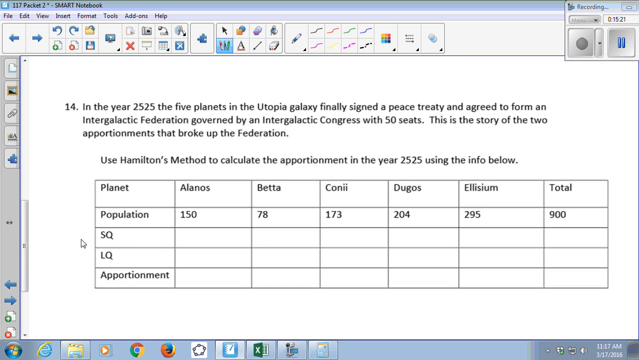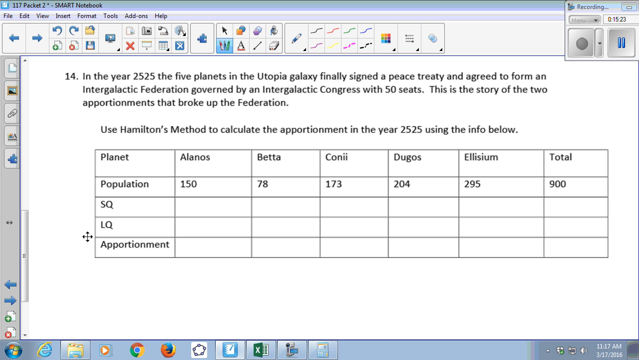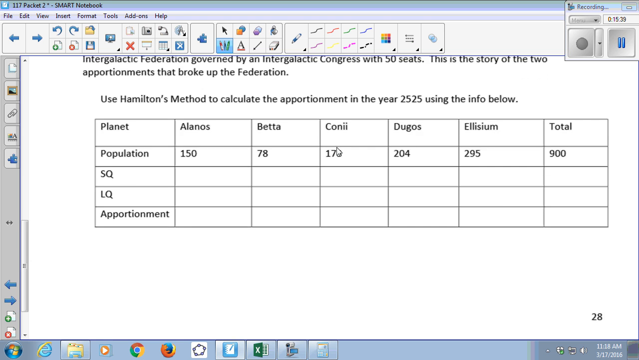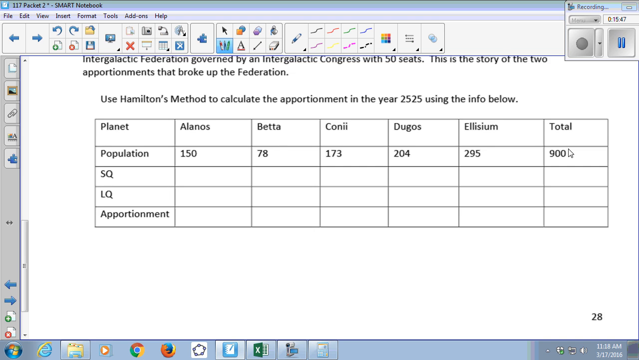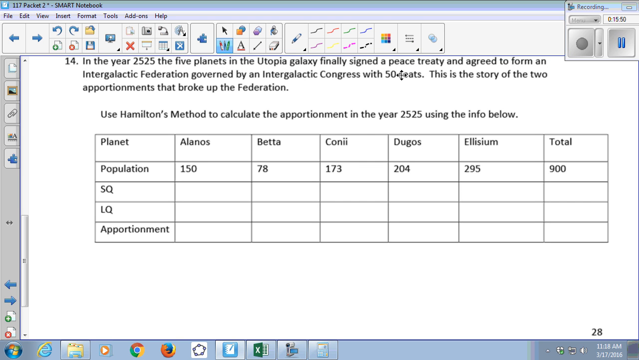Let's look at another example that will show us another one. All right, in the year 2525, the 5 planets in the Utopia galaxy finally signed a peace treaty and agreed to form an intergalactic federation governed by an intergalactic Congress that has 50 seats. So this is the story of the 2 apportionments that broke up the federation. All right, so we have 900 total people living in the galaxy, and there's 50 seats in the Congress, right? So let's apportion those 50 seats using Hamilton's method.